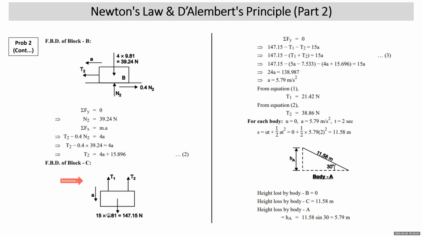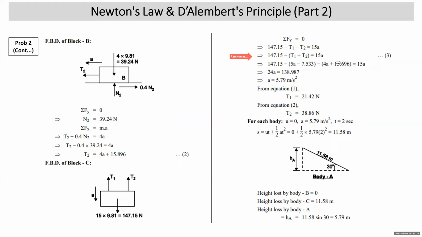M is 15, so 15 into A. That's what has been applied. Further, if you simplify that, 147.15 minus T1 minus T2 is equal to 15A. T1 and T2 values will be substituted. The T1 value will be substituted from the FBD of block A, and the T2 value from the FBD of block B. Then if you solve this equation, we get the acceleration of each block.